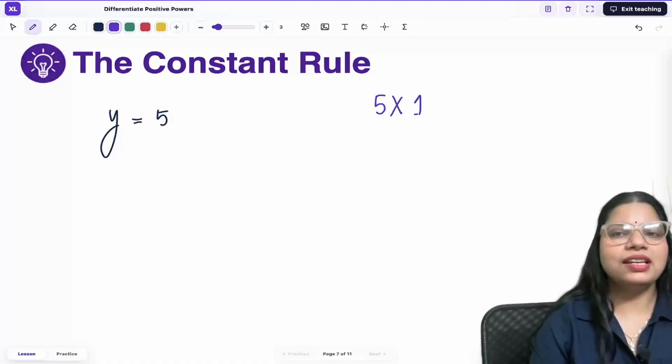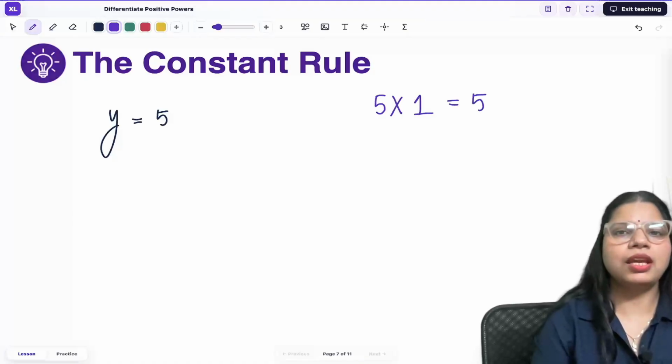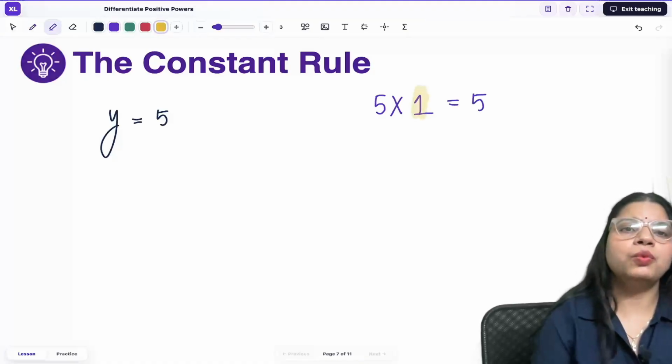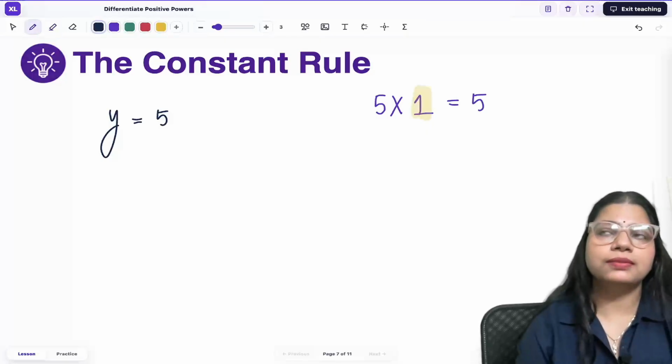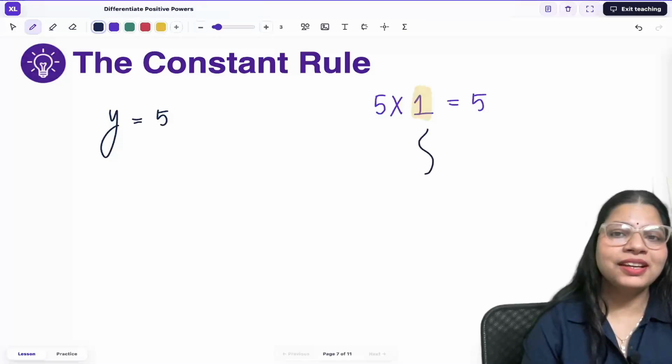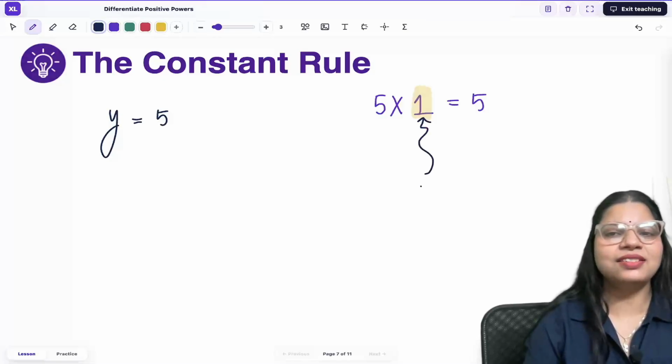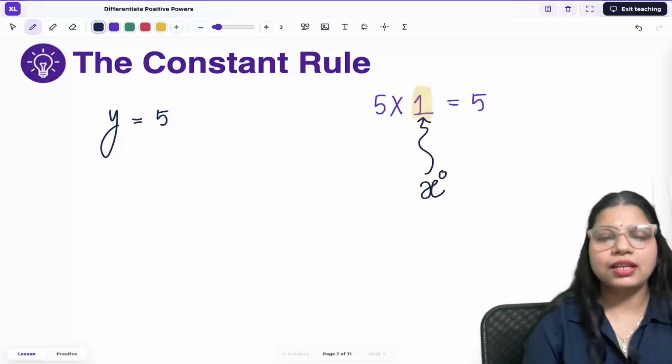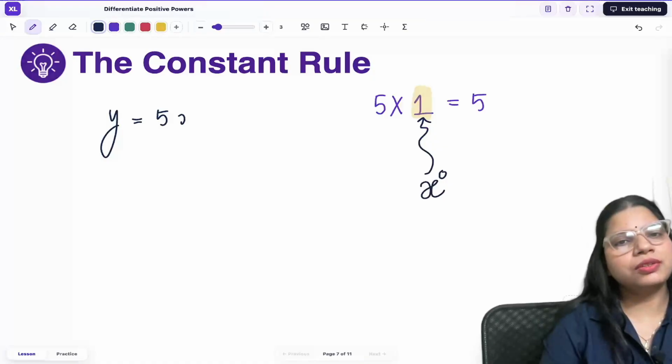5 times 1 is 5, right? Okay, when do we get 1? What power of x gives us 1? Think. Many of you are getting the answer. Yes, x to the power 0 gives us 1. So can we write it as x to 0?